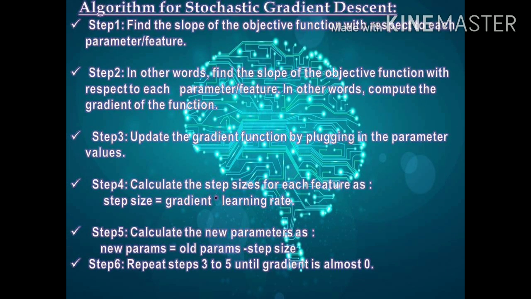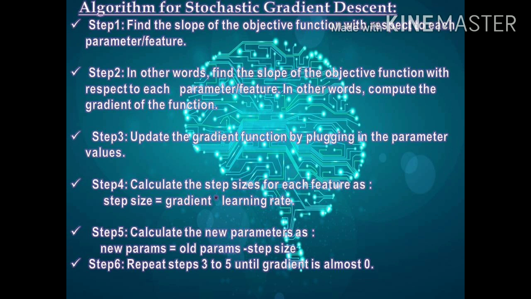Algorithm for stochastic gradient descent. Step 1. Find the slope of the objective function with respect to each parameter or feature. In other words, compute the gradient of the function. Step 2. Update the gradient function by plugging in the parameter values. Step 3. Calculate the step size for each feature as step size equal to gradient into learning rate.